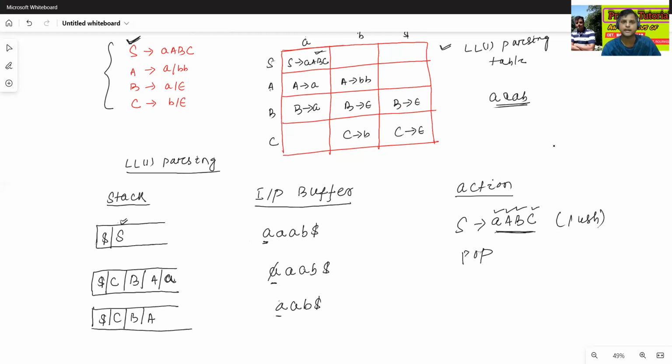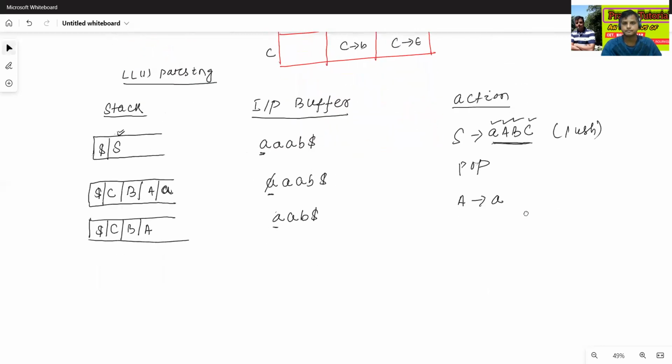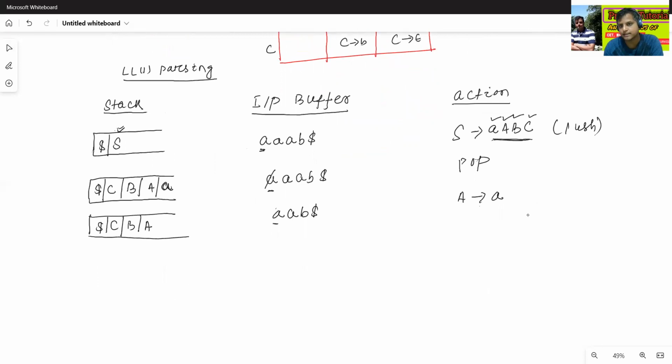Okay. A on small a. See here, A on small a means the production is here A to A. Right? Now we'll check. Now we'll push. This one is called push operation. Right? So now we'll push. This is dollar, C, B. We'll push this A in place of A. Then this is A, B, dollar.